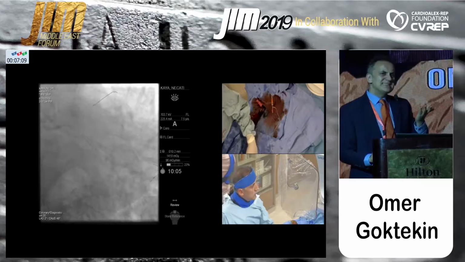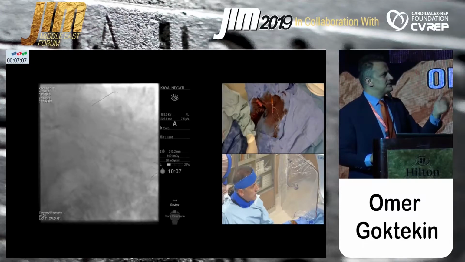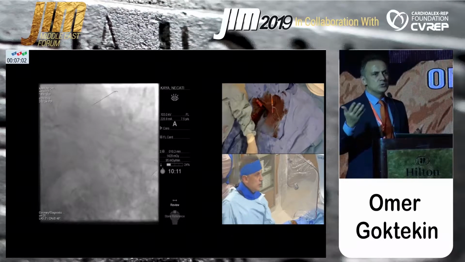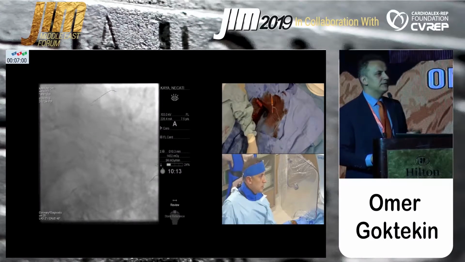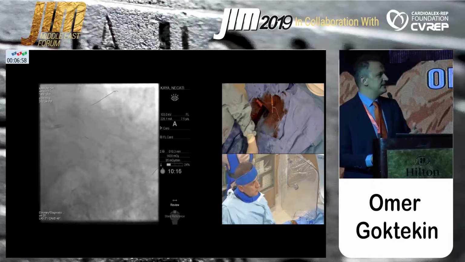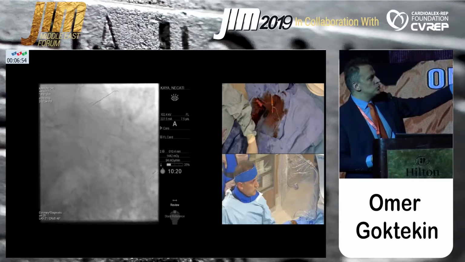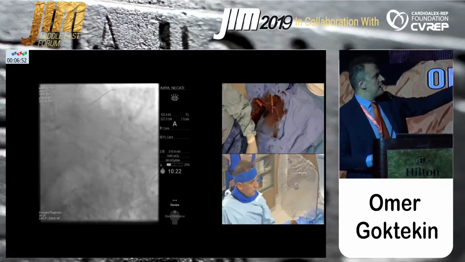Now, there was a small branch. Actually, in this live case, I'd like to show some tips to the audience: how can we deal with this small branch during the CTO? So in here, again, I had my Pilot 50, the same wire, and a microcatheter.